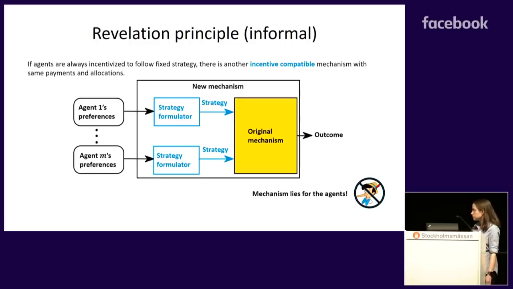And it's pretty simple. We just take their true values, we run them through whatever strategies they use, and then we input those strategic bids into the original mechanism, and we get whatever outcome that mechanism produces. And so, of course, in this mechanism, the buyers are incentivized to bid truthfully. So colloquially, we could say that the mechanism lies for the agents, so the agents don't have to lie.